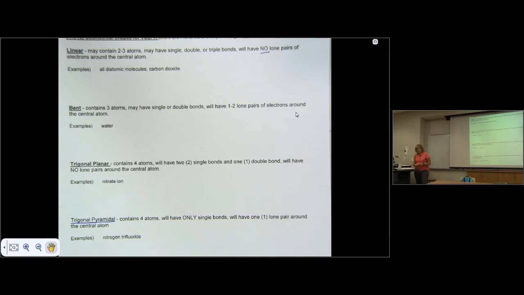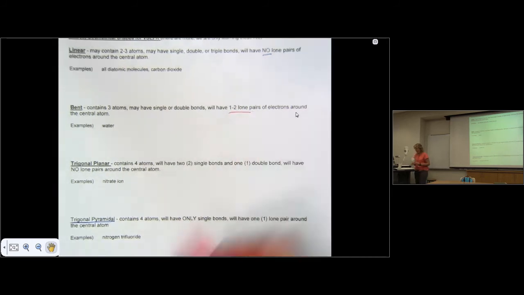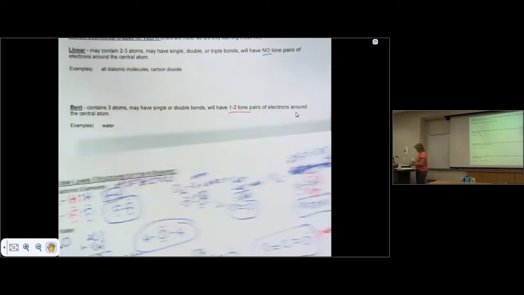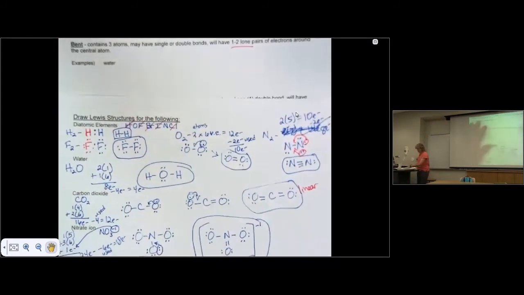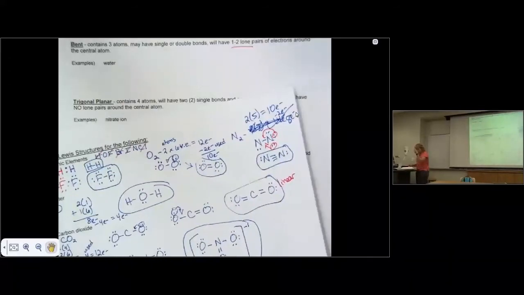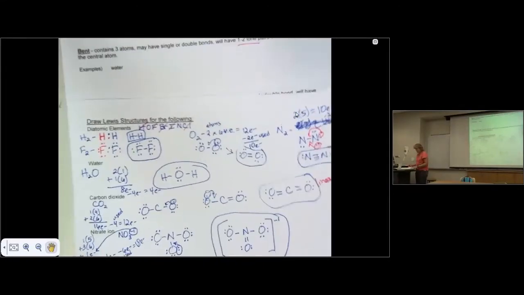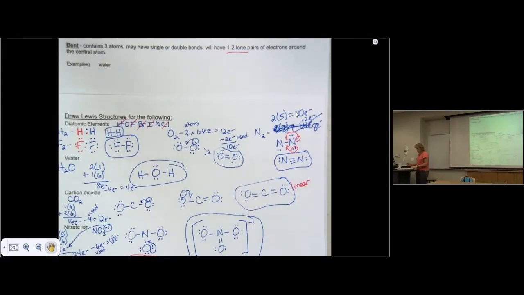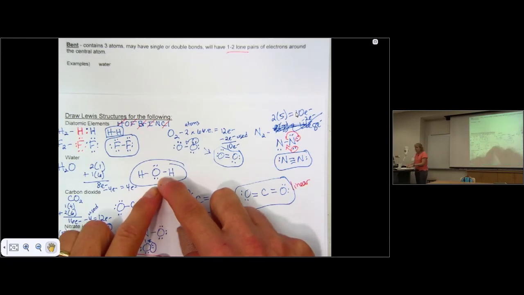Bent. Bent will contain 3 atoms. It can have single or double bonds. And it will have 1 to 2 lone pairs around the central atom. And so I wrote for you water. Find water in your notes. What do you see with water? Do you see the lone pairs?